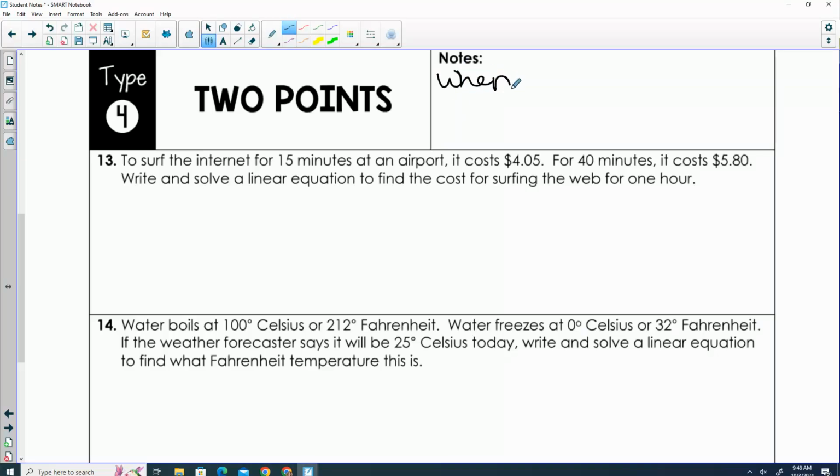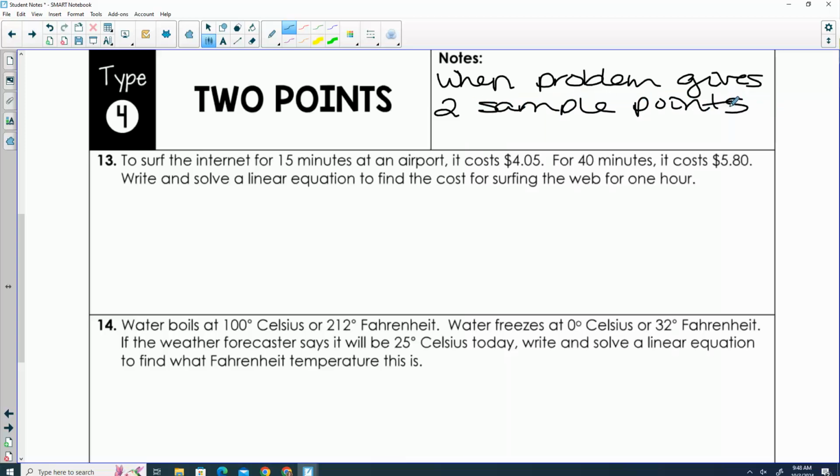When the problem gives us 2 sample points, if we're going to write the equation, we'll have to get the slope between those points, and then we can do them like yesterday's problems from there.